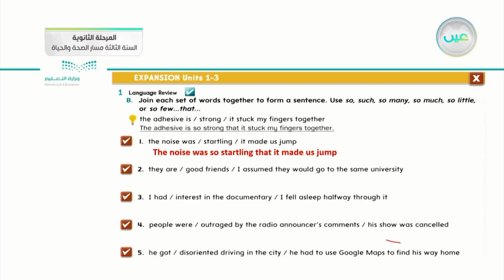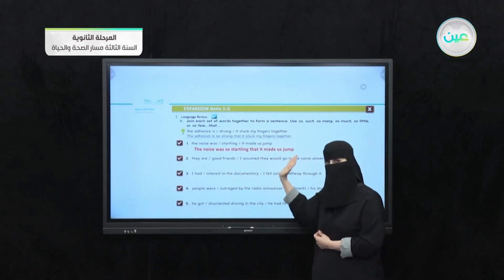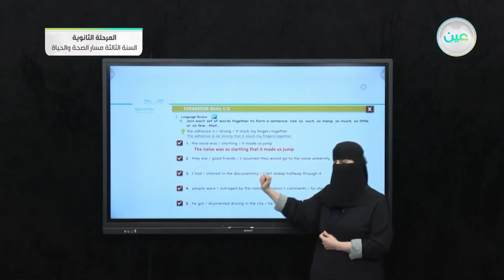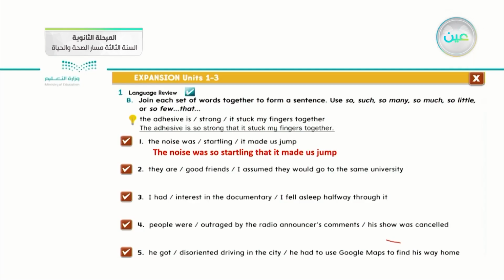So, the noise was so startling. When the noise was so startling, what happened? It made us jump. I put the conjunction that, then I begin with the effect, after the cause in the first part of the sentence. So: the noise was so startling that it made us jump. I think it's easy to apply with this question. Let me move on to the second one.